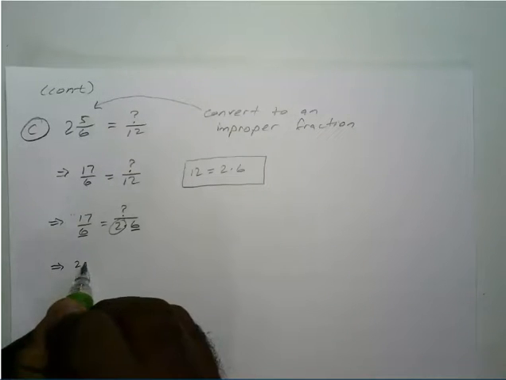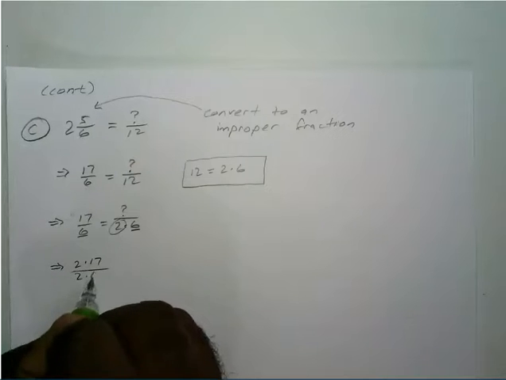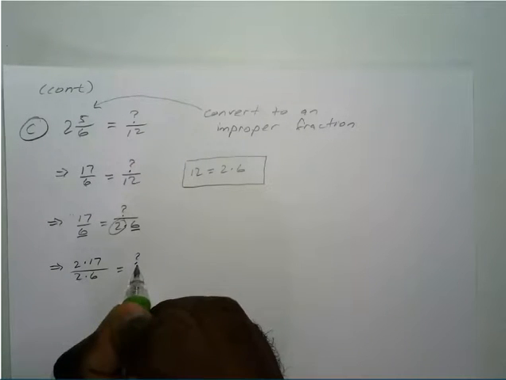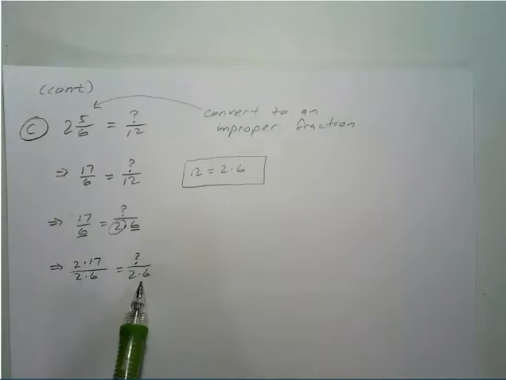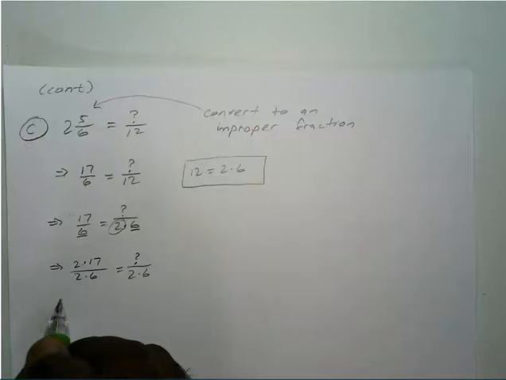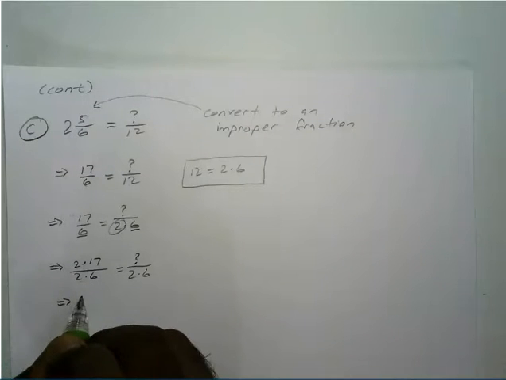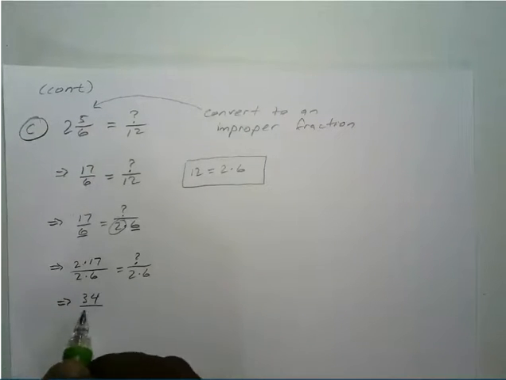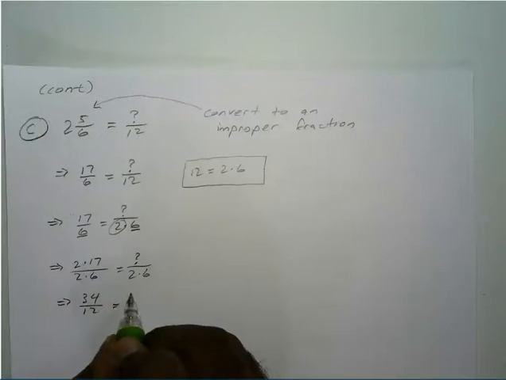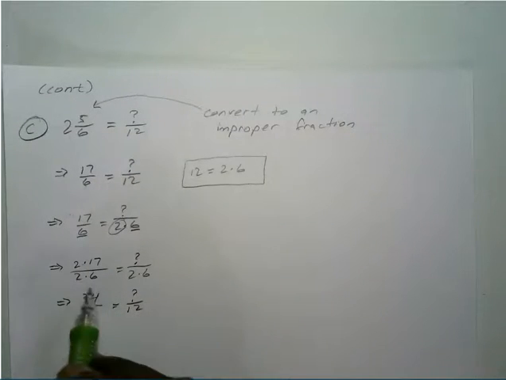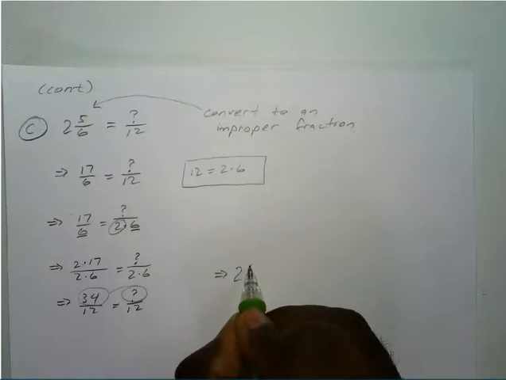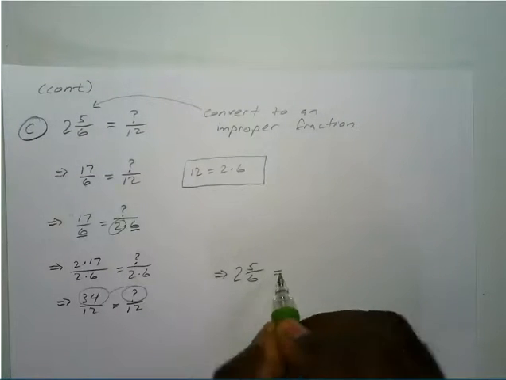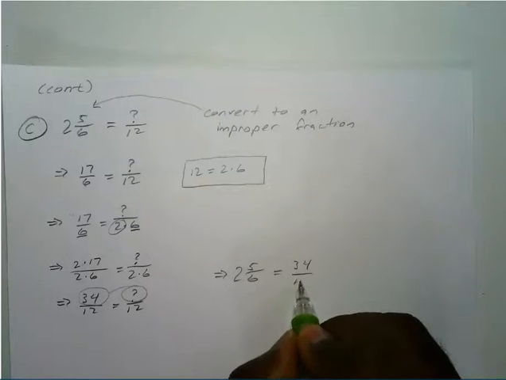So we have 2 times 17 over 2 times 6 equals some unknown over 2 times 6. Now our denominators match. So 2 times 17 is 34 over 2 times 6, which is 12, which is equal to some unknown over 12. The only way this can be true is if your unknown is equal to 34. So that means 2 5/6 is equivalent to 34 over 12.